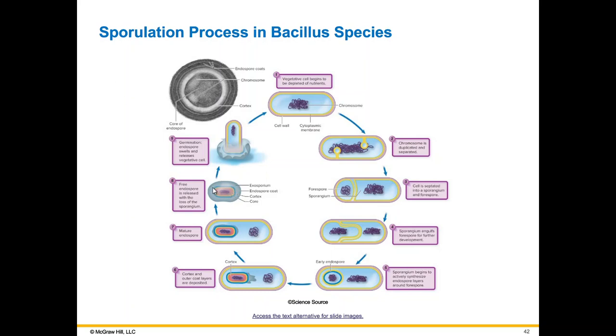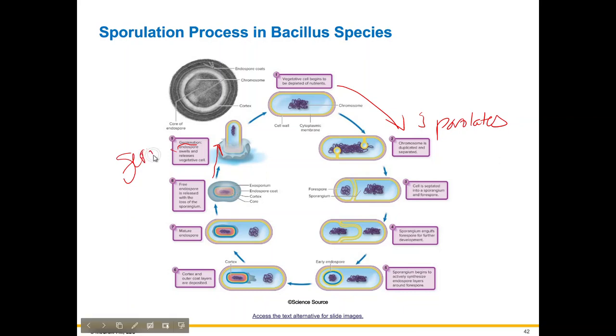Once it returns to some kind of nice place and the weather changes or whatever the case is, it will germinate. So we have the vegetative cell, it sporulates, and then the spore will germinate. Oof, it's really hard for me to write with this thing. It germinates whenever it's in happy conditions.